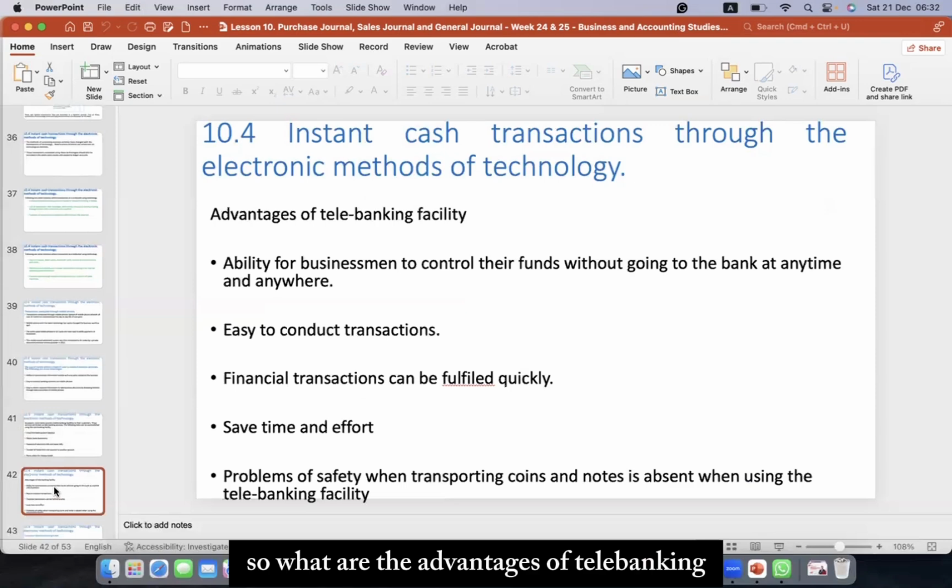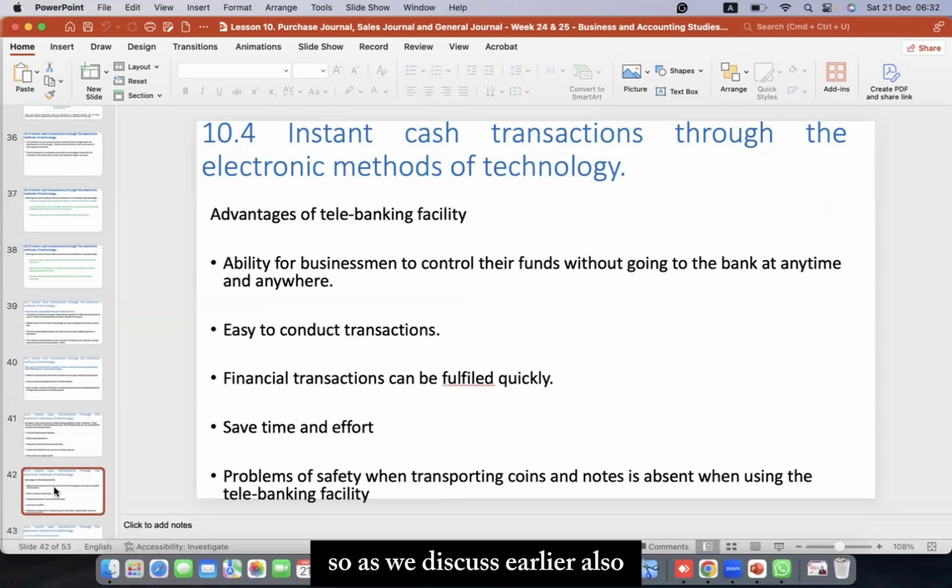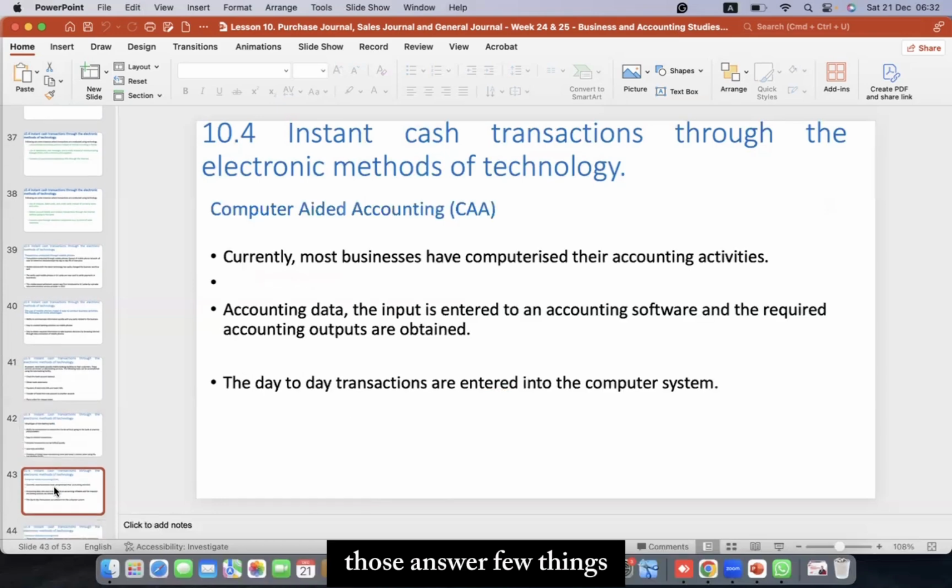So what are the advantages of telebanking? As we discussed earlier, with telebanking you can easily do the transactions, and you can do them quickly. It saves time and effort. Those are a few things.